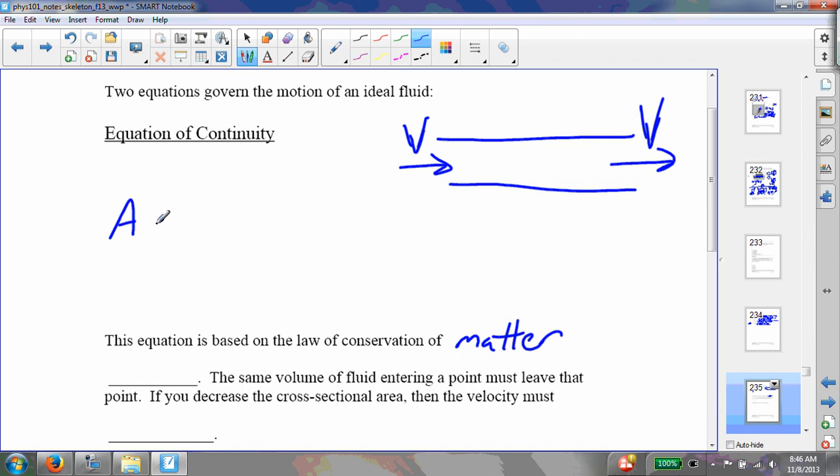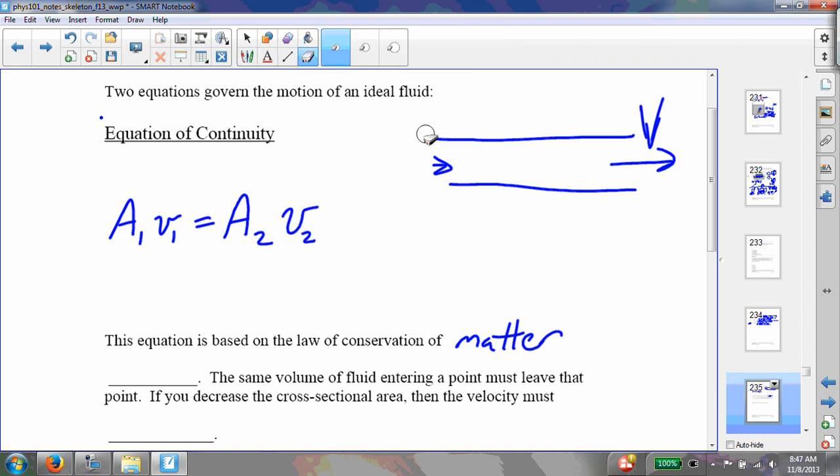Now we can express this in this way. The area of our pipe times the velocity of the water coming in is equal to the area of the pipe coming out times the velocity of the water coming out. Let me erase this. I'm going to draw it again.